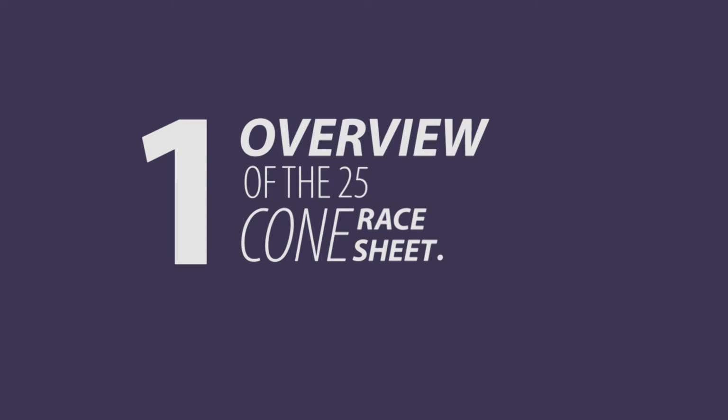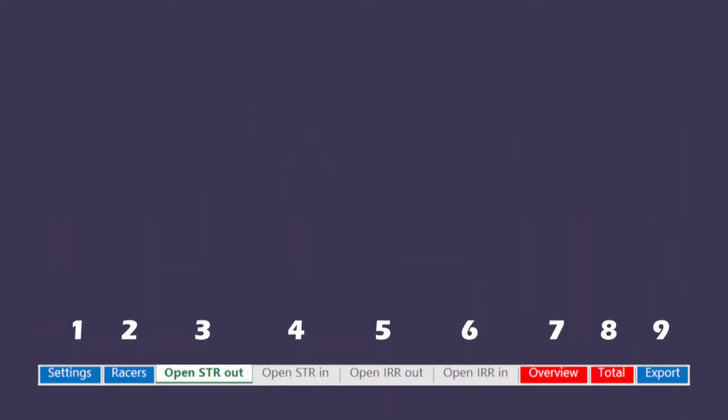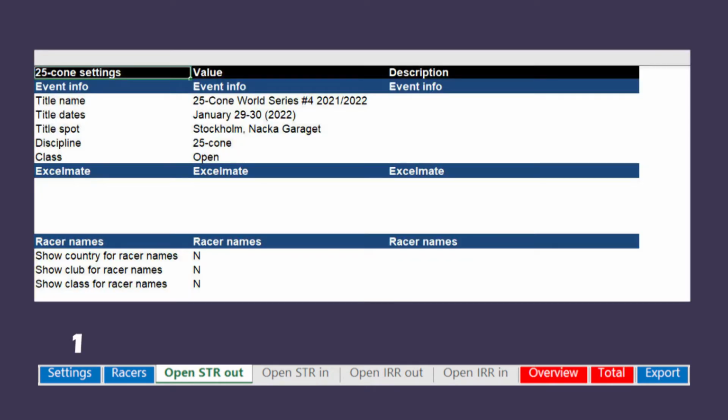So, let's have a quick overview of this 25 cone Excel file. It has 9 sheets in total. First sheet is for the settings. Here, you can add your event title information. It will then show on all the race sheets. Then, we have the ExcelMate settings. They will be handled in a special tutorial later on. The racer name settings will decide how names are presented on the result sheets.